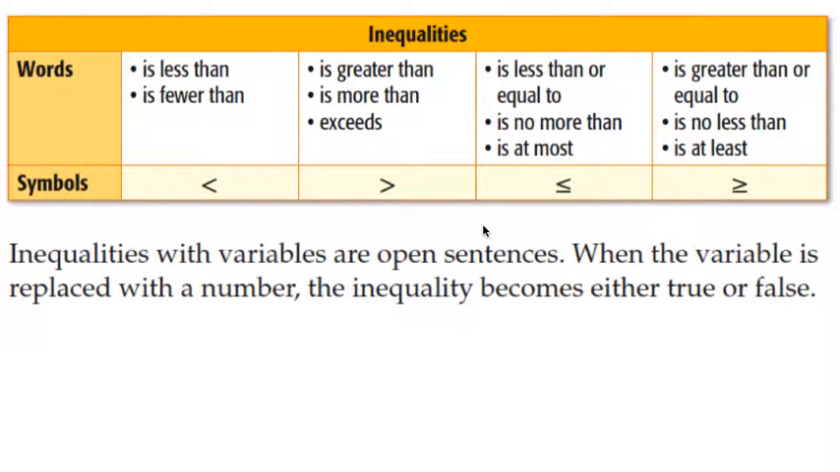So here are some words in English and what their symbols mean in algebra. "Is less than" or "fewer than" is our less than sign, which points toward the right with the arrow pointing to the left. "Is greater than," "is more than," or "exceeds" is our greater than symbol. "Is less than or equal to," "is no more than," "is at most" is less than or equal to. And then "is greater than or equal to," "is no less than," "is at least" is greater than or equal to. This is a table that you're going to refer back to fairly often if you get confused on some of the wording.